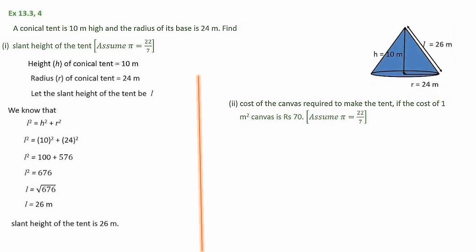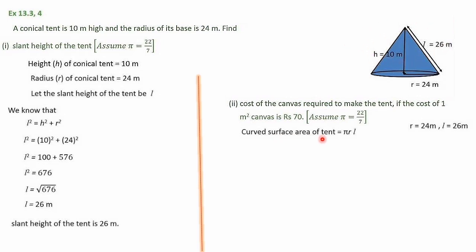So the tent shape is like this. We have all the values. Radius is 24 meter, height is 10 meter and L is 26 meter. So first of all let's write the given things. Already it is written here, but you can write it one more time, it's not a problem. We have to calculate the curved surface area of the tent, because by using the canvas we are covering the curved surface of the cone. Then only we are getting the tent.